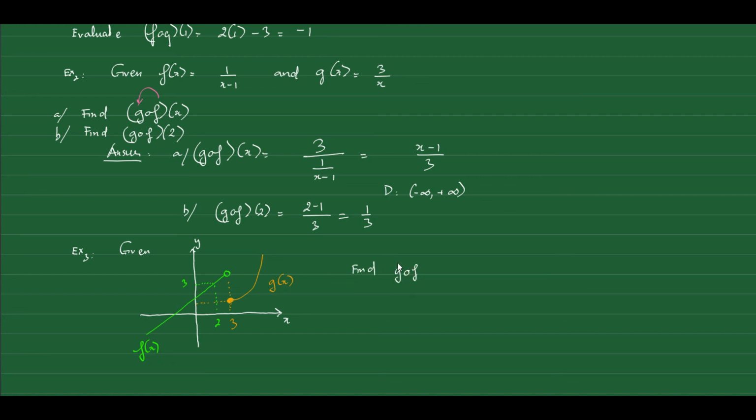g of f at 2. All right, now I have a function like this. I have the graph. So it means that we have to find f of 2 first. So f of 2, by observation, we know f of 2 gives you 3. Then we find g of 3. g of 3 gives you 1. So g of f of 2 gives you 1.